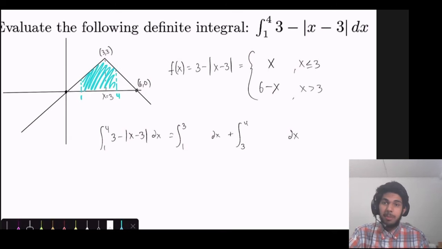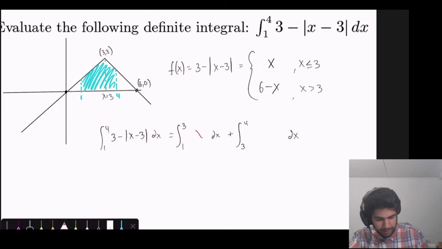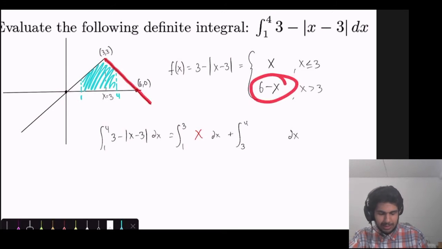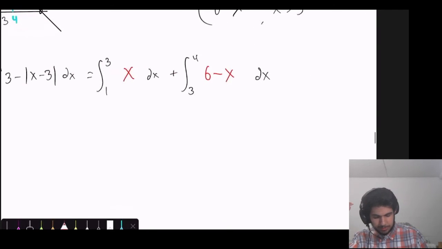And now it's just a matter of which function we are bounded by. From 1 to 3, we're bounded by this line, which we said was equal to x, so we throw in an x here. And then from 3 to 4, we're bounded by this line, which we said was 6 minus x, so that would go in here. And then we can evaluate these integrals.